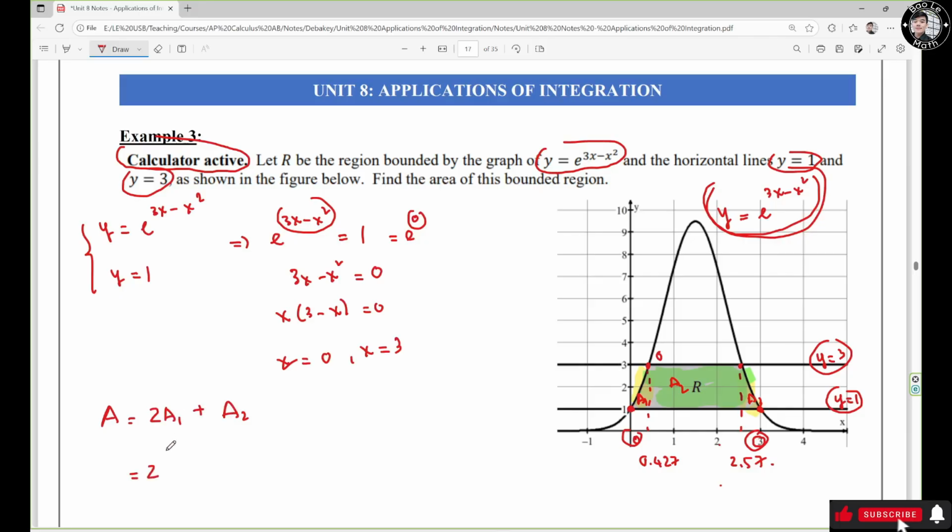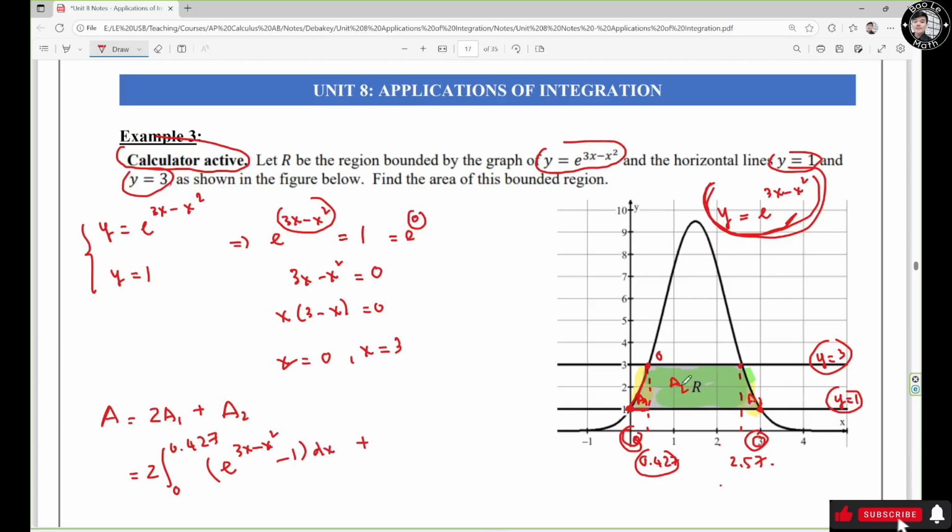Now 2A1 means the integral from 0 right here to 0.427, upper one subtract the lower one. The upper one is the function right here, because it's going to be right here. The lower one is y equals 1. So you have e raised to the 3s minus s squared minus 1 ds.